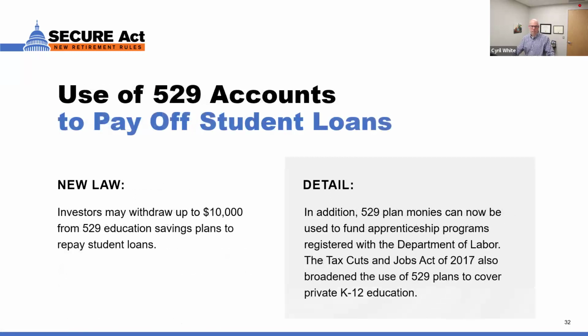We can also now use our college saving plan 529 accounts to pay off student loans. Prior to this, if you didn't use all the funds in your 529, you either had to transfer it to someone else or take the money out and pay a penalty because it wasn't going to qualified educational expenses. But now you can use those funds up to $10,000 to pay for student loans and not be penalized on that money coming out.